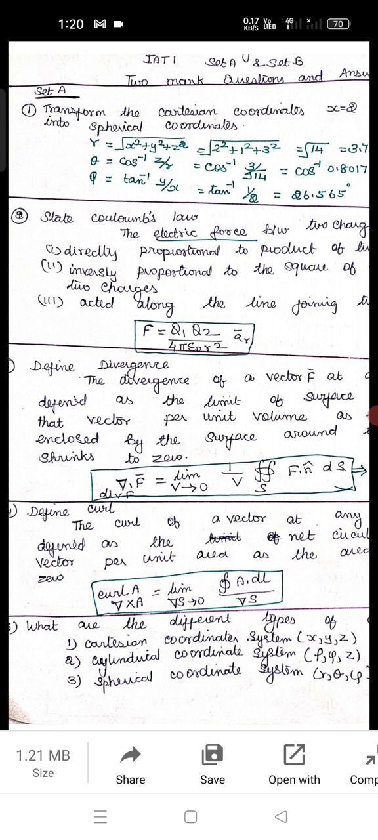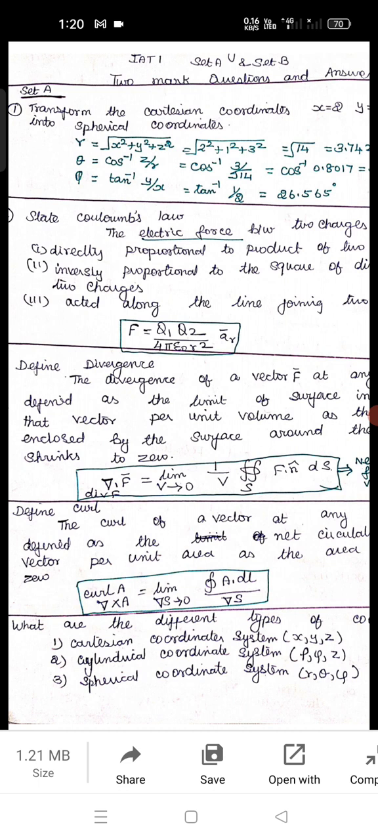So for that, the formulas for r, theta, phi are given as: r is equal to square root of x squared plus y squared plus z squared. Theta is equal to cos inverse of z by r. Phi is equal to tan inverse of y by x. Substitute all the values and determine your r, theta, phi. So thus we have converted your Cartesian system into spherical.